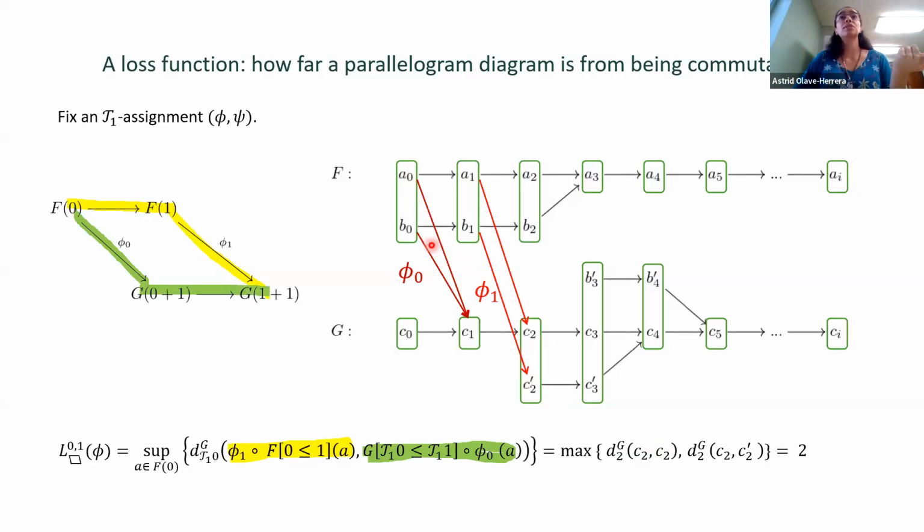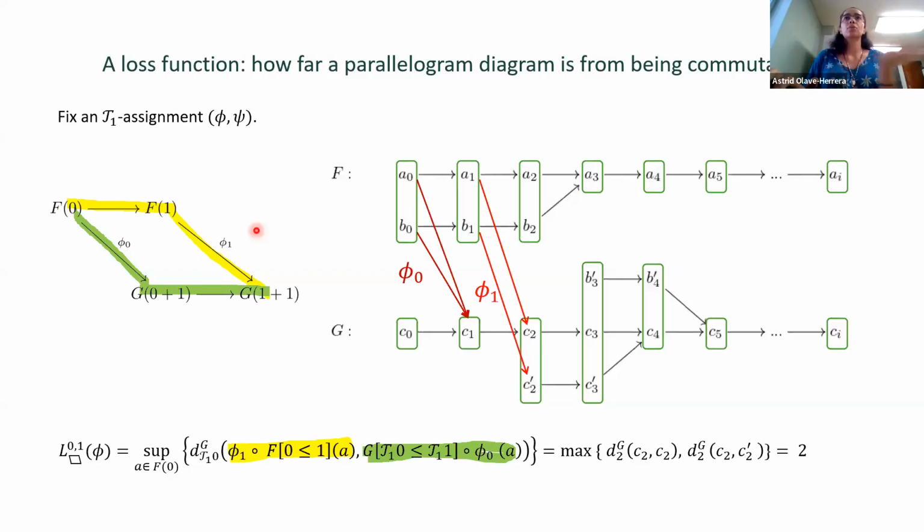But if we try with B0, B0 goes to Z1, goes to Z2 on the lower path, but now B0 goes to B1, goes to C2 prime on the upper path. Now the distance between these two is here. It's equal to 2. As we saw before, we need to flow 1 and 2 to have exactly the same element. And now the loss of this whole parallelogram diagram is equal to 2. So now we have the final loss. That diagram has loss equal to 2.